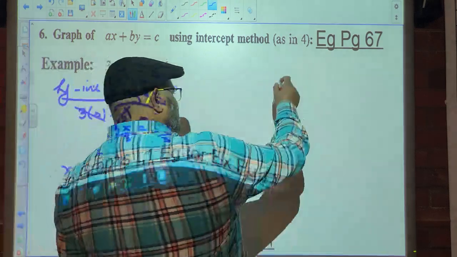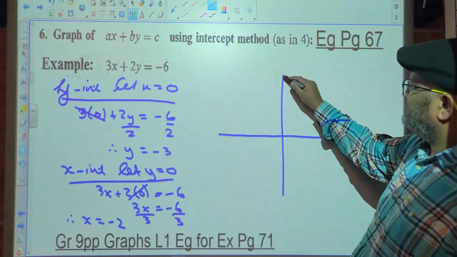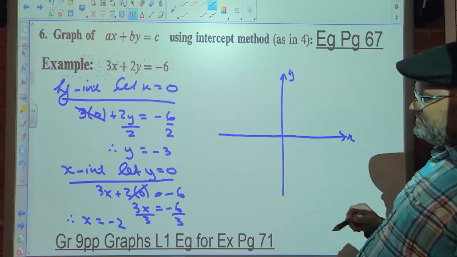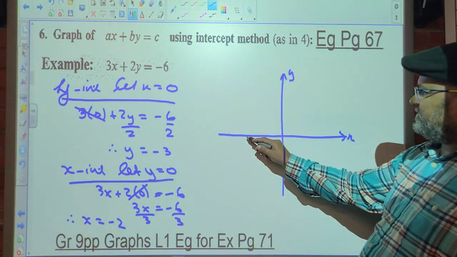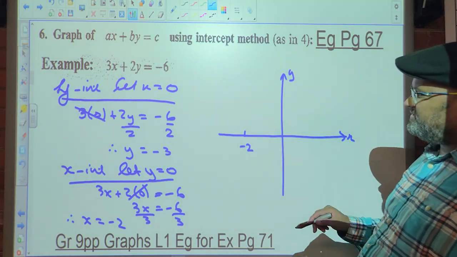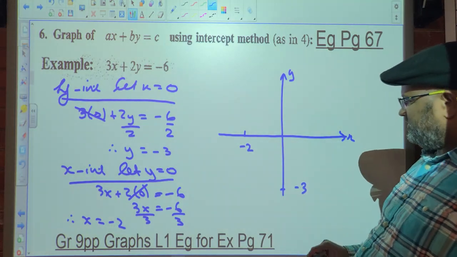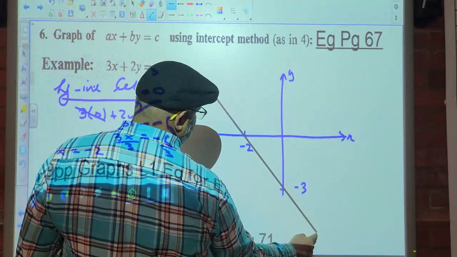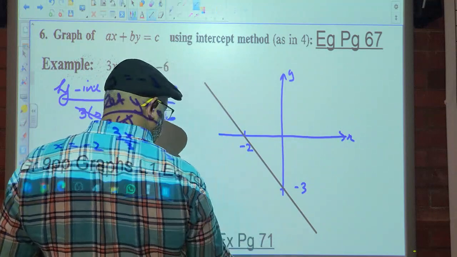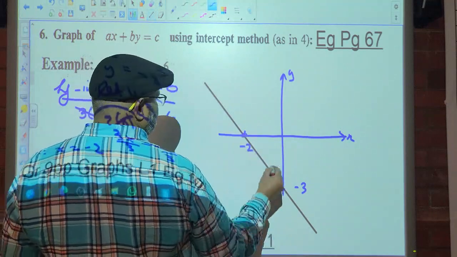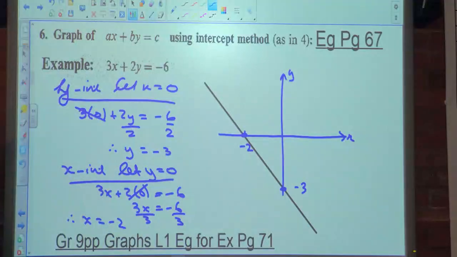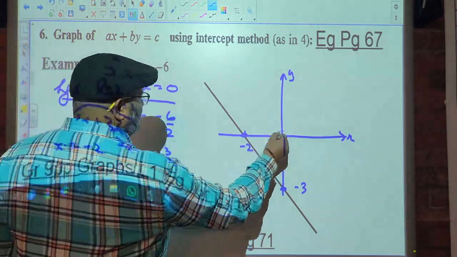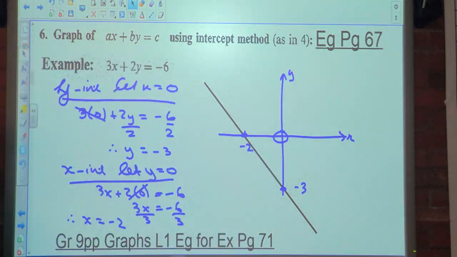And with that we have enough information to draw this graph. With y, x is negative 2, y is negative 3. And again, with our ruler, draw the line going through. Okay. But is there any confusion at this point? Not yet. Okay.